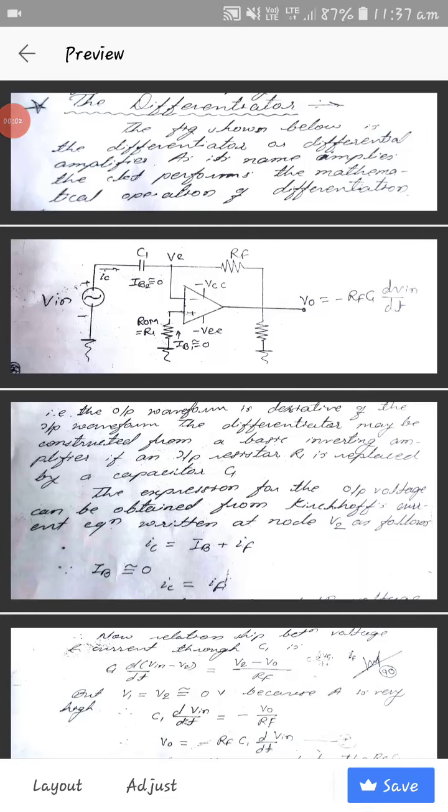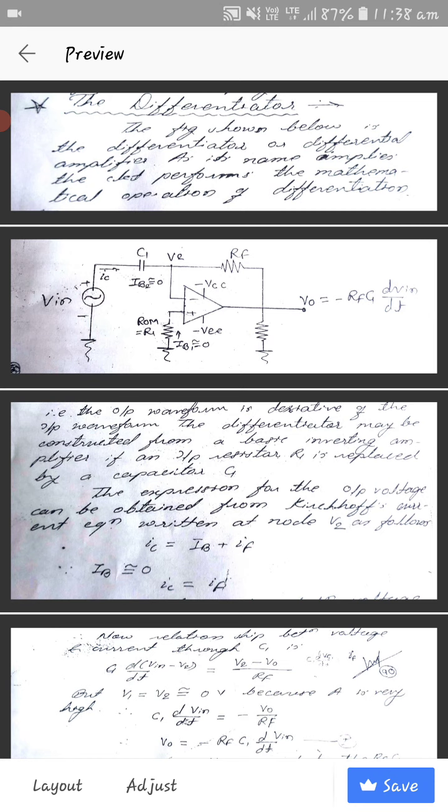Hi everyone. Today we start the new article, the differentiator. In the last lecture we saw the integrator. Today we start the differentiator. Here is the figure of a differentiator circuit.